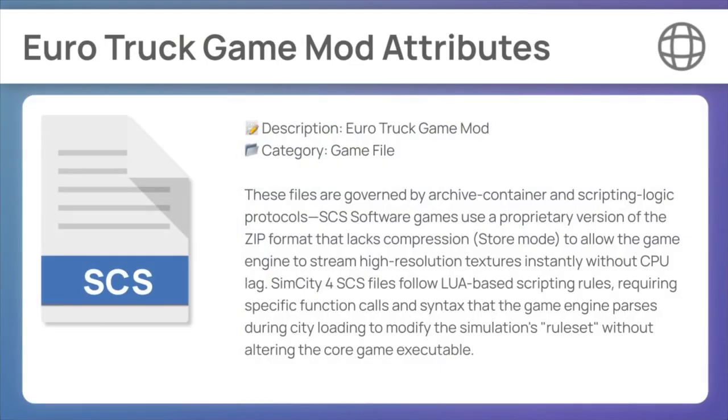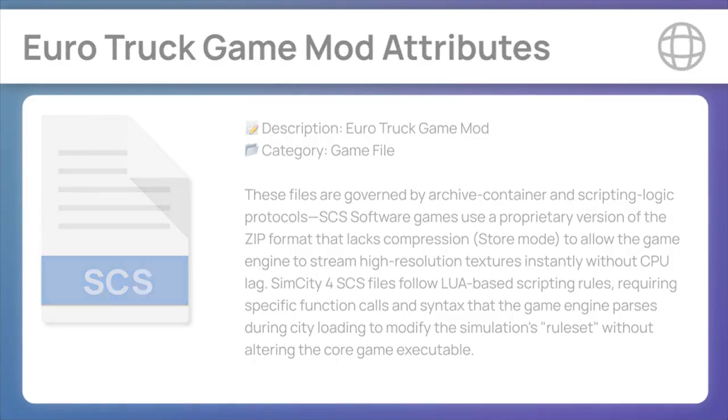SCS Software games use a proprietary version of the zip format that lacks compression, store mode, to allow the game engine to stream high-resolution textures instantly without CPU lag. SimCity 4 SCS files follow LUA-based scripting rules requiring specific function calls and syntax that the game engine parses during city loading to modify the simulation's ruleset without altering the core game executable.